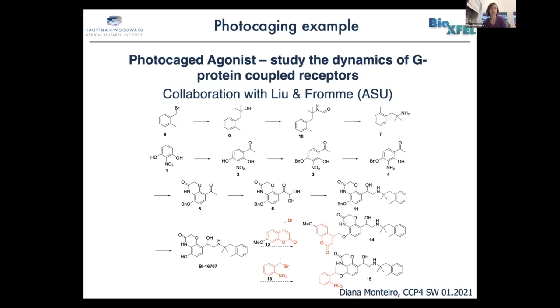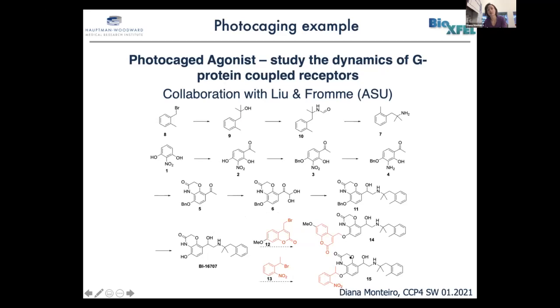And just to show you that, as I said before, sometimes this isn't easy. One of the projects that we're working on is towards studying the dynamics of G protein coupled receptors. These are membrane proteins. They're very hard because there's a lot of medications that target these proteins. And in a collaboration with Arizona State University, we're making some photocaged ligands. So the ligand is down here, called BI16707.